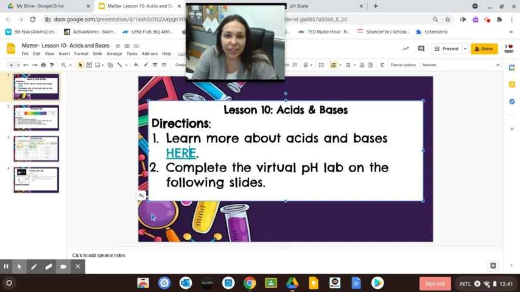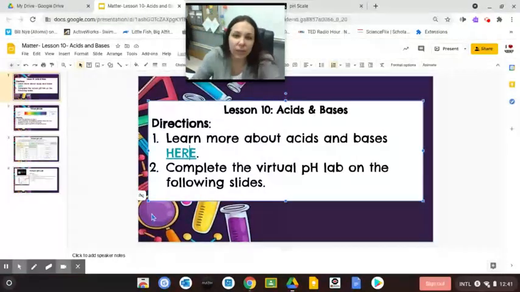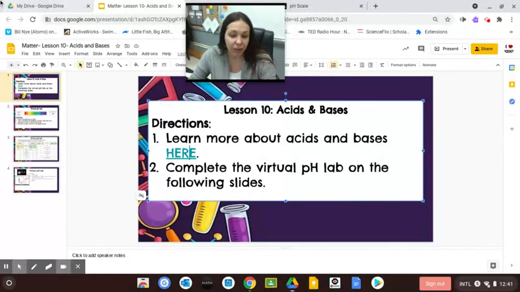Hey guys, this is lesson number 12, and this is all about acids and bases. Now, you've probably heard of the word acids before, and base sounds familiar, but it might not be the same as what the definition of a base is.